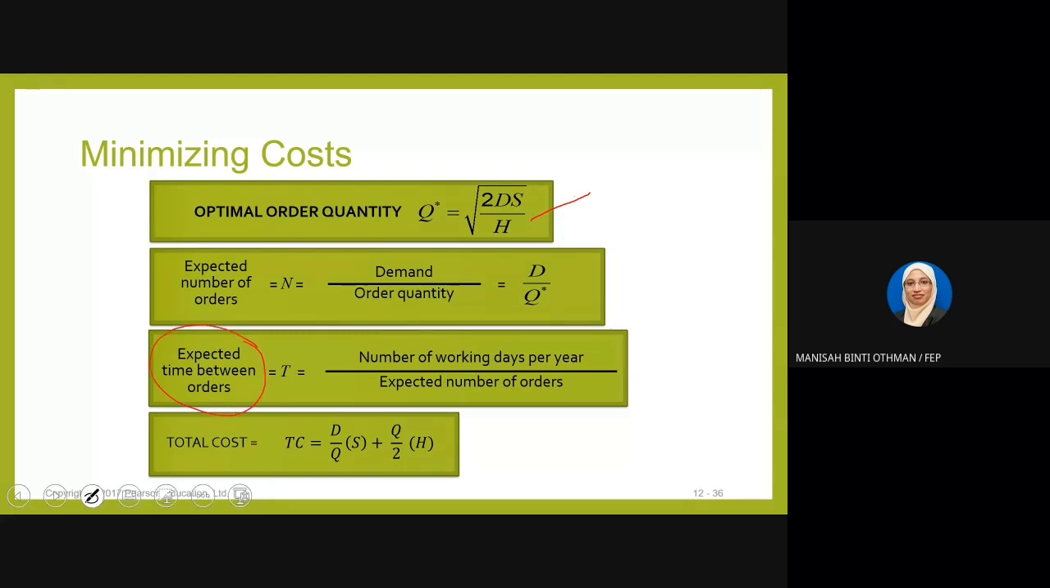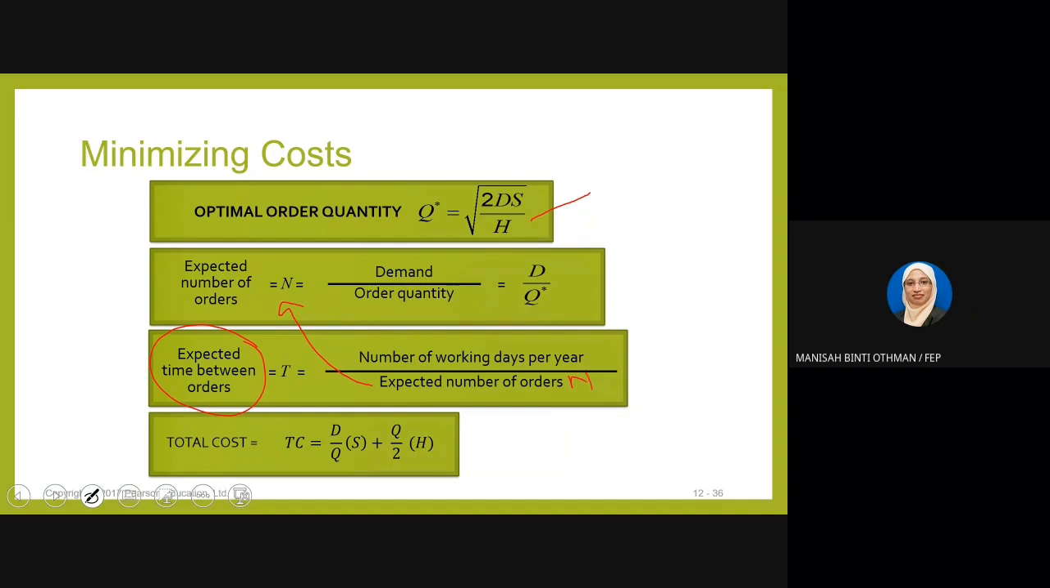The expected time. So after you order, when is the next time you will order? 50 days, 60 days, 150 days? Annually. So how to calculate that? You have to identify the number of working days per year and divide by the expected number of orders. This is N.